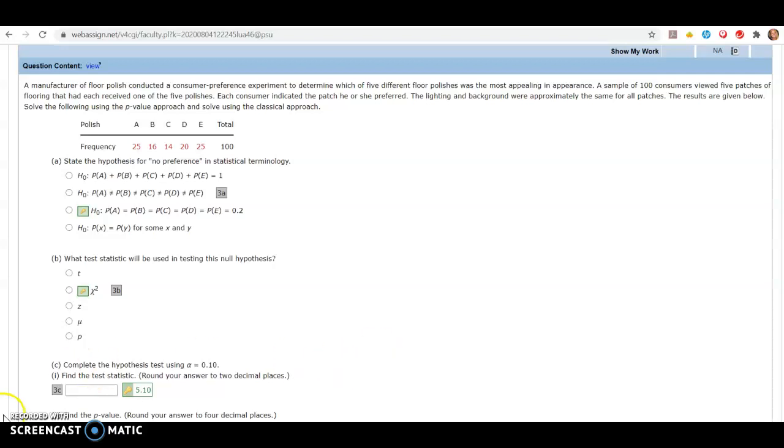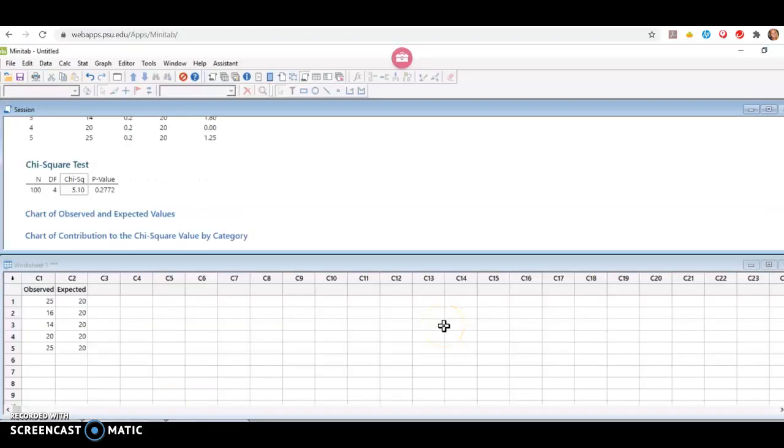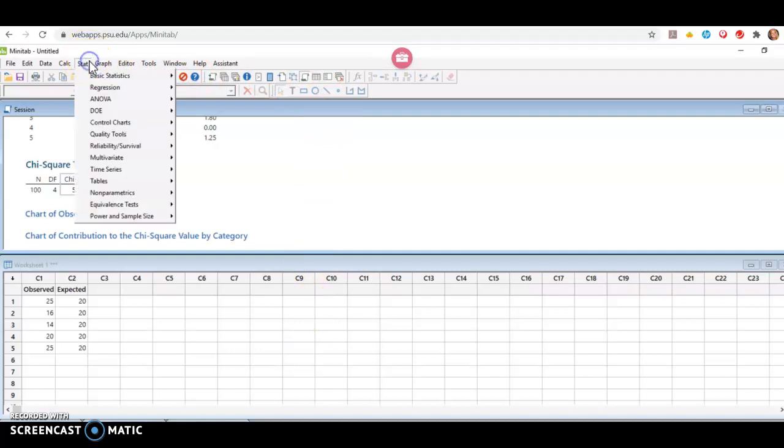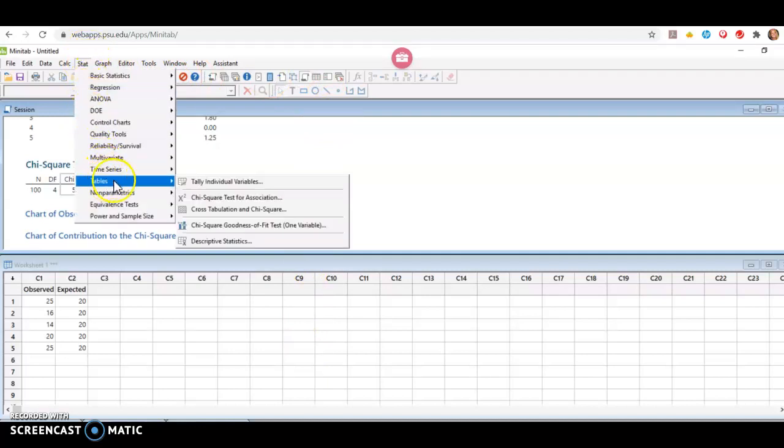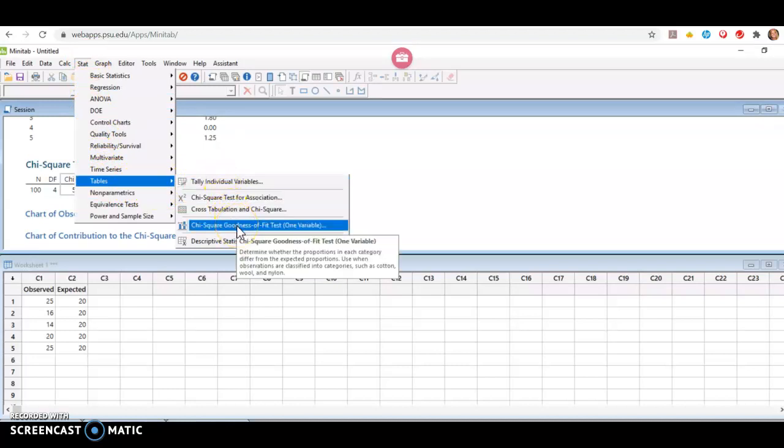In C, complete the hypothesis test using a level of significance alpha equal to 0.10. First, find the test statistic. So I logged into my Minitab account and I entered my observed counts given in the problem in column C1. And then because there were 100 observations, and we expect 1/5 in each of those categories, 1/5 of 100 is 20. So I entered my expected count of 20 for each of the 5 categories. Now to compute the test statistic, I just need to go to Stat, Tables, and you see one of your options here is the chi-square goodness of fit test.